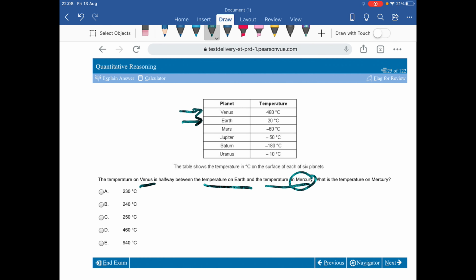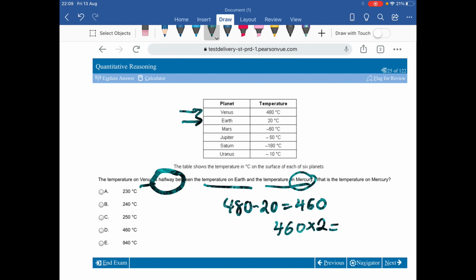So obviously you know that Venus is halfway between the temperature on the Earth and the temperature on Mercury. So because it's halfway, you work out the difference. So that would be 460. So the difference between Earth and Venus is 460, and that's halfway between Mercury and Earth. So then you would just times that by 2. Which would be 920. And then you know that Mercury would obviously be this added to the temperature of the Earth. So that would be 20 plus 920, which would be 940, which is option E.